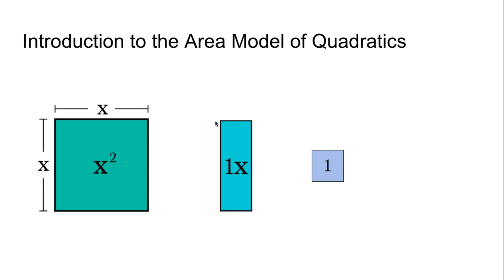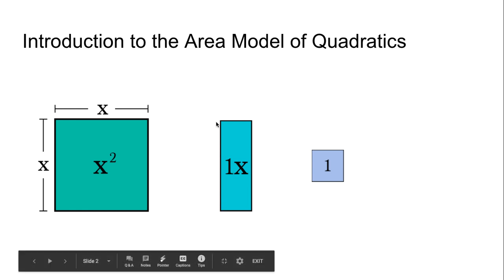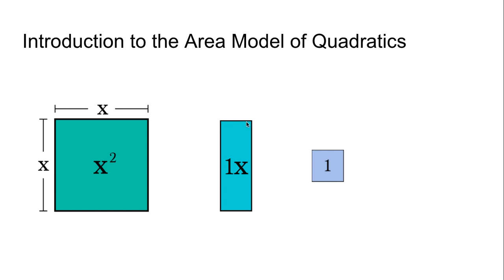This tile has a height also equal to x. This length right here is the same as this length right here. So that makes it x, and then it has a width of 1. So its area is 1x. And then this last little tile has a length of 1 and a height of 1. And you might notice that this length, which is also 1, is the same as the base and height of this little rectangle.